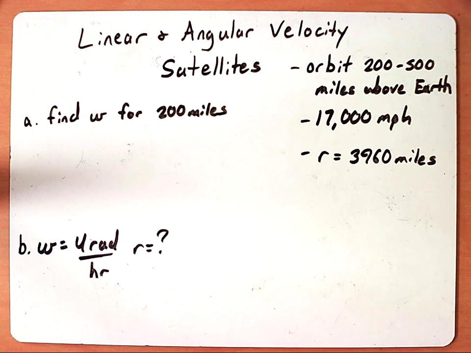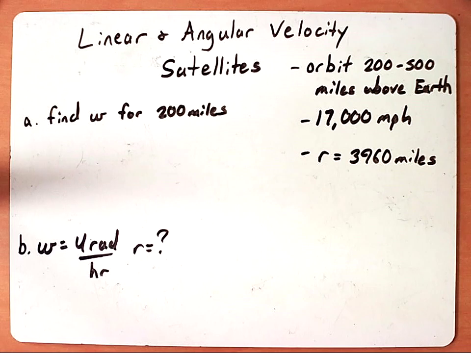Today the problem we're going to be looking at deals with low Earth orbiting satellites. There's a few things that the problem tells us about these satellites. The first is that they orbit 200 to 500 miles above Earth. The next is they go 17,000 miles per hour. They have to go this fast in order to stay in orbit. And lastly, the radius of the Earth is 3,960 miles for the purpose of this problem.